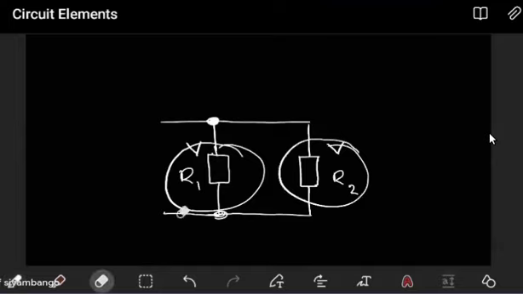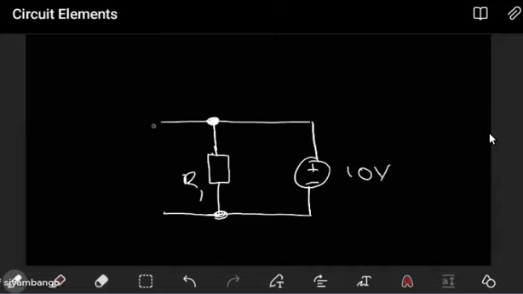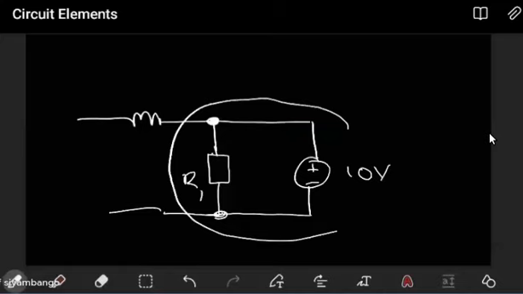Just like for resistors, even if one was a resistor, R1, and the other is a source, I can even say this is a voltage source, say a 10-volt voltage source. And then maybe there are other circuit elements here and so on. This is a bigger circuit. Now, these two are in parallel. Provided they are in parallel, the voltage difference across this resistor and across this has to be the same.